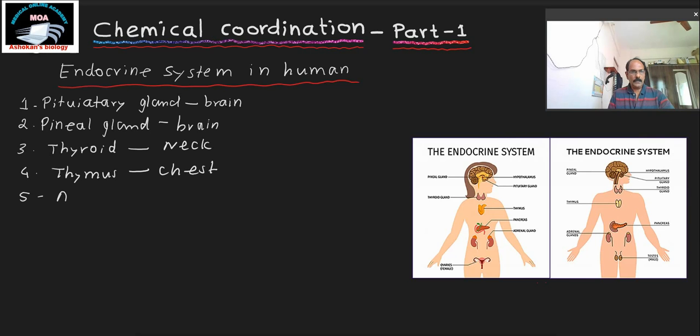And the adrenal gland is located above the kidney. It is a cap-like structure. And the testis, in the case of the male, is located in the testis.